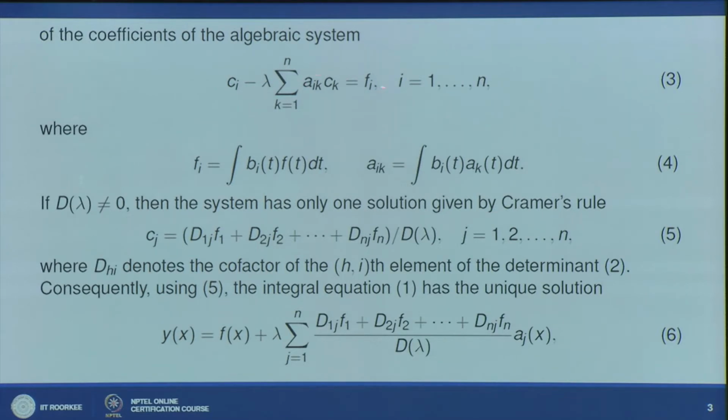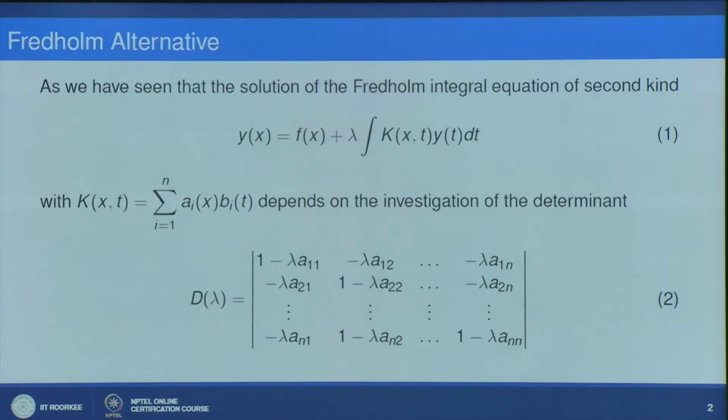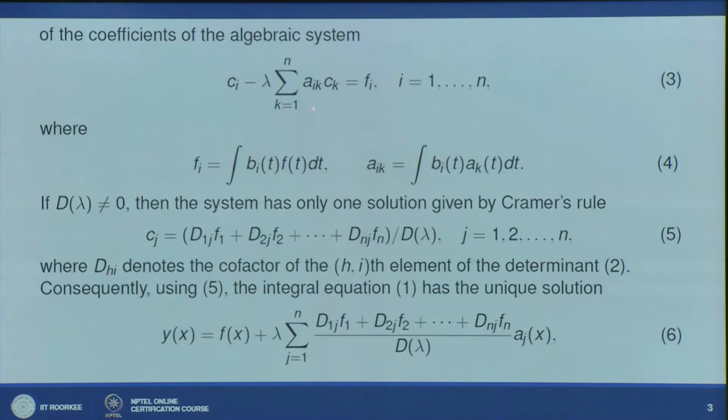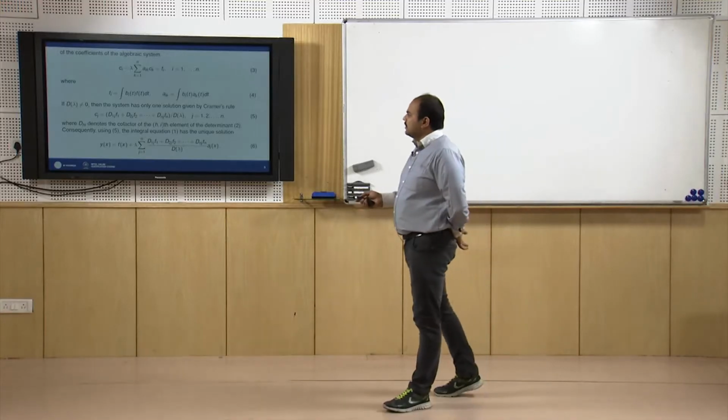When you solve this kind of equation, c_i is the integral of b_i(t) y(t) dt, a_ik is defined as the integral of b_i(t) a_k(t) dt, and f_i is defined as the integral of b_i(t) f(t) dt. So we need to find out only the constant coefficients c_i. If we can solve for c_i, then we can write down our solution y(t) in terms of the c_i.